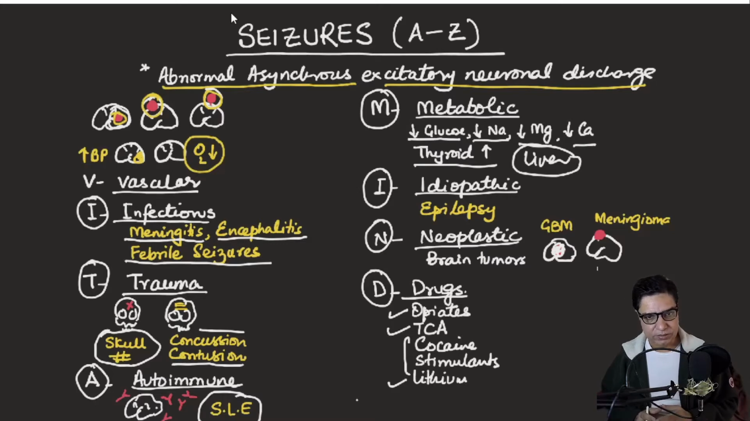And these brain cells, when they don't get enough oxygen, they would go haywire, they would start asynchronous abnormal discharges leading to seizures. So these are some of the common vascular reasons responsible for causing seizures.